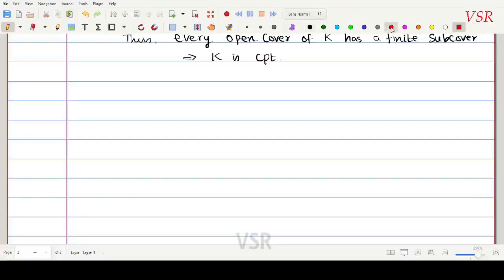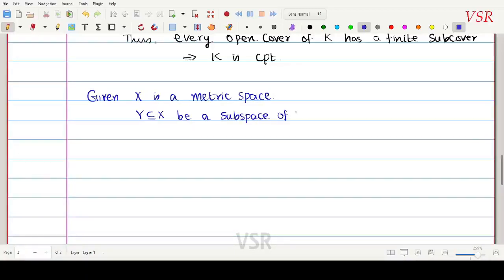Okay, now let us go to another discussion. இப்போ எனக்கு ஒரு ப்ராப்ளம், என்ன ப்ராப்ளம் அப்படின்னா, given capital X is a metric space. Let Y be a subspace of X, Y is a subset of capital X. Suppose we are having that capital E which is a subset of capital Y which is a subset of capital X.